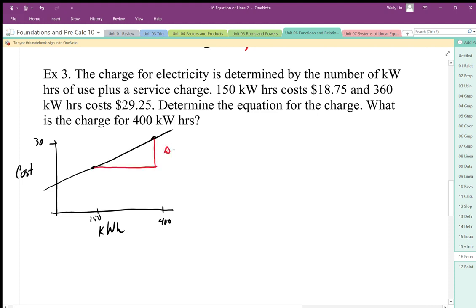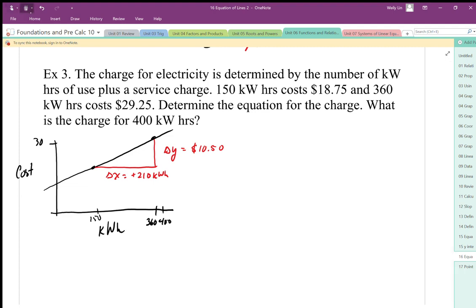So my change in y is going to work out to be 29.25 minus 18.75. So I get $10.50, an increase of $10.50. That happened over the kilowatt hours. The change in kilowatt hours works out to be positive 210 kilowatt hours. So we went from 150 to 360. Maybe I'll just write that a little bit neater. So that line is 360 kilowatt hours.